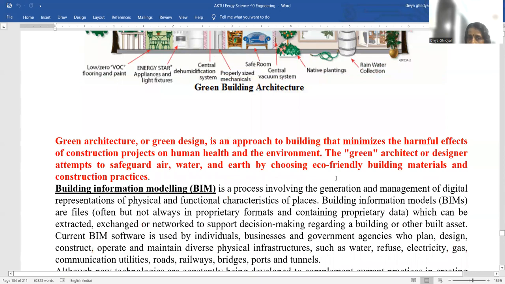So green architecture or green design is basically an approach to building that minimizes the harmful effects of construction projects on human health and the environment. The green architect or designer attempts to safeguard air, water, and earth by choosing eco-friendly building materials and construction practices.